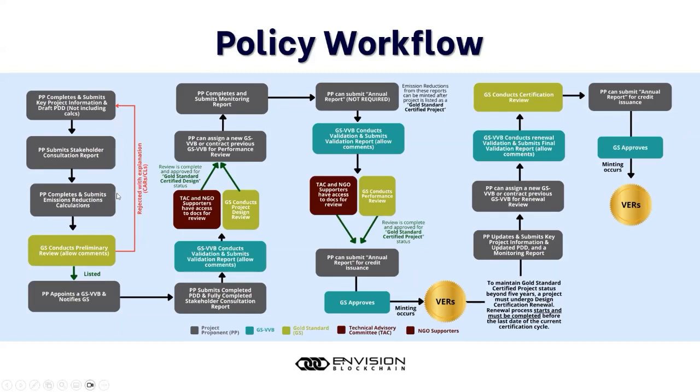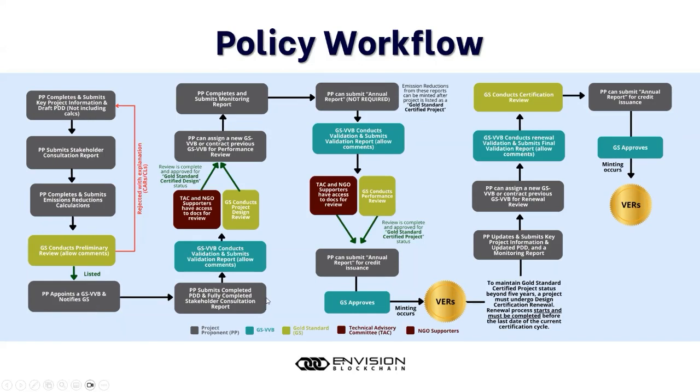Again, we have merged all of these forms into one. So you'll be submitting your key project information, your PDD, your stakeholder consultation, as well as your estimates for the emission reductions. Then Gold Standard will go ahead and they have access to all of that information. They can do a quick review and they can go ahead and list that project into the registry. Then the project proponent will go ahead and appoint their VVB once the VVB creates an account, and it notifies Gold Standard so they can approve this VVB as well.